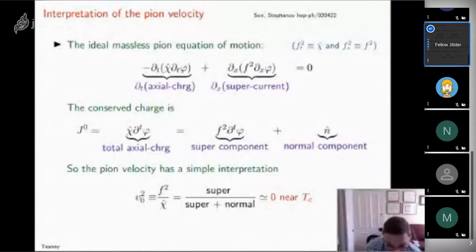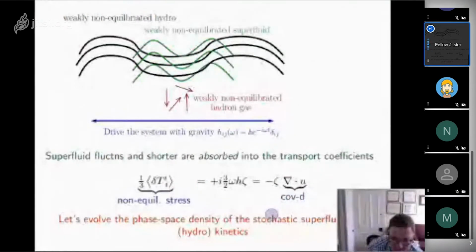Okay. So anyway, let's press on now. So here's the overall picture. We have basically hydrodynamics, which is weakly out of equilibrium, and maybe you drive it in some way. I mean, that's the simplest way to keep it out of equilibrium, is to drive it with some external force, say gravity. Okay, and then these hydrodynamic modes are out of equilibrium, and that makes these superfluid modes out of equilibrium and hard modes also out of equilibrium, right?